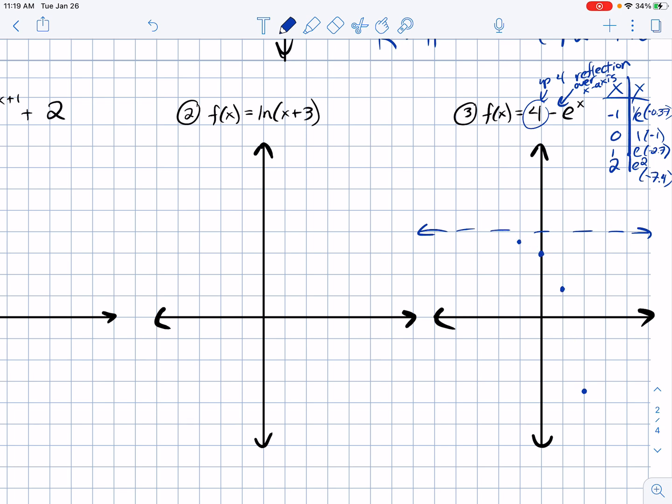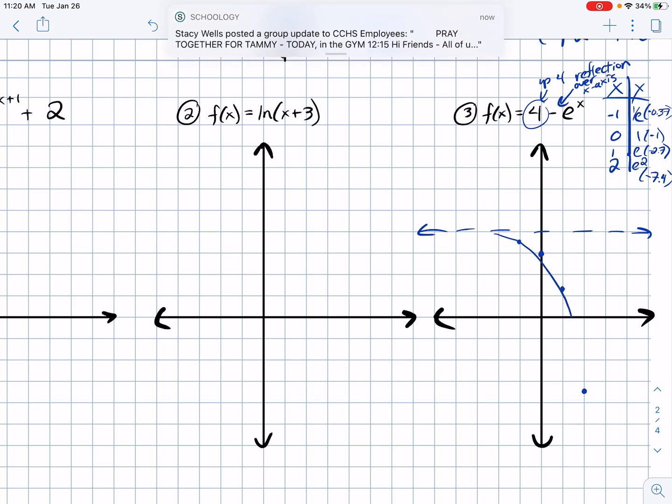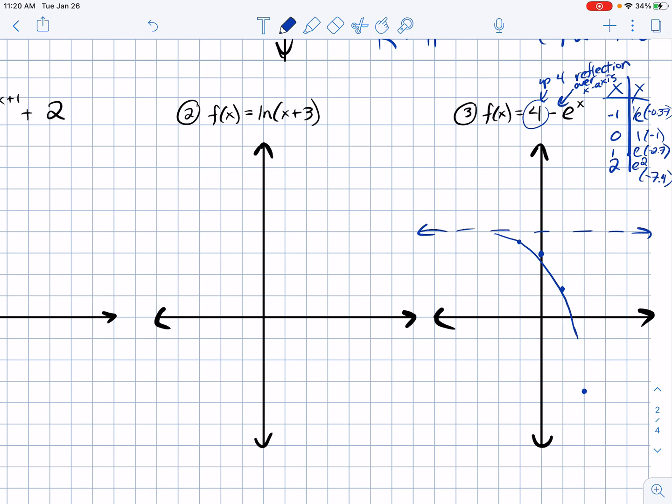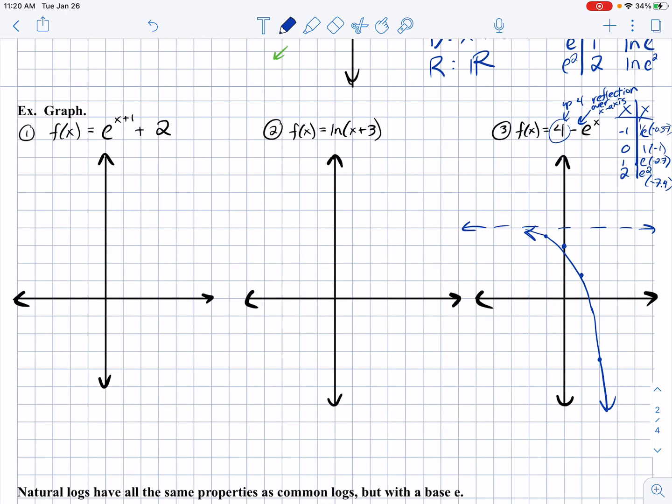All right. Whoops, let's try a little bit better there. Okay, we have our function. It's going down because it's reflected over the x-axis. And then that 4 shifted our horizontal asymptote up 4. Domain, all real numbers because it's a base e, it's exponential. And range would be everything less than positive 4.